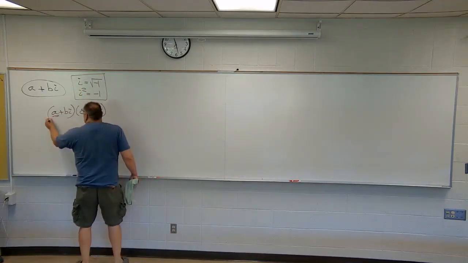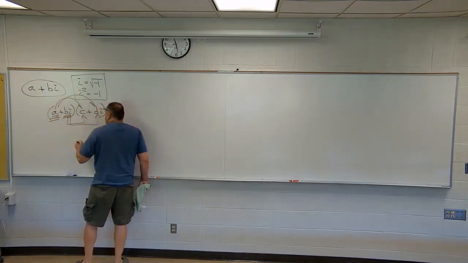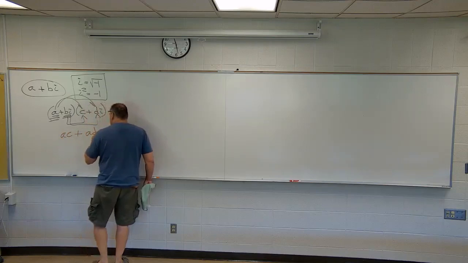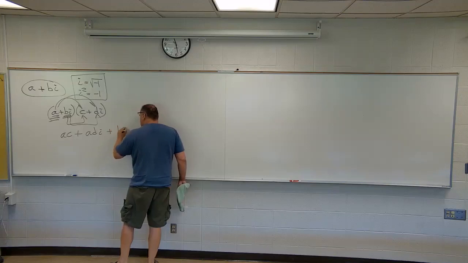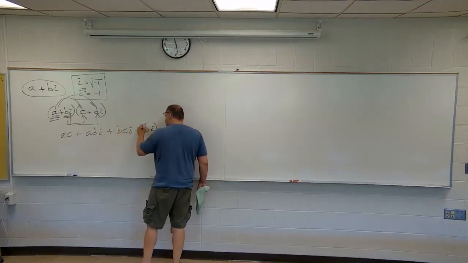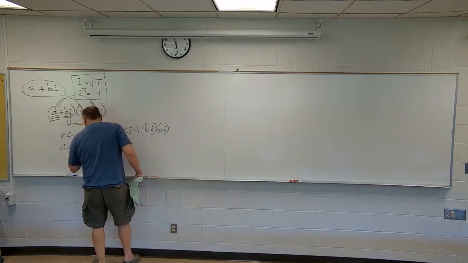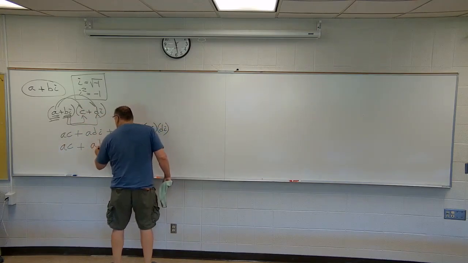Let's FOIL it out, guys. Take the a and go here. Take the bi and go here. Let's take our time, let's see what happens. We got ac plus adi. Then we got bic, which is bci. Then we got bi times di. Why don't you factor the i out?